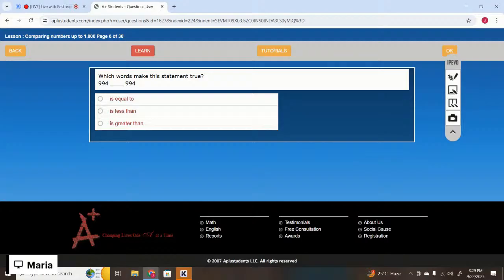Which words make the statement true? 994 and 994. Both sides are exactly equal. 994 is equal to 994. Option number 1 is the correct option. Okay, you can complete the lesson by yourself later today. Let me move on to the next lesson.